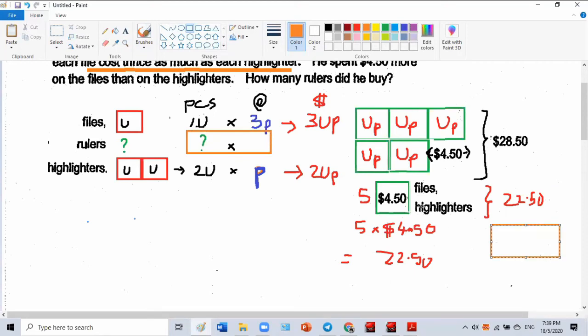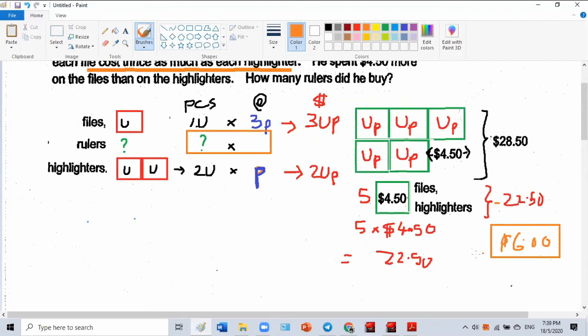If the files and the highlighter cost 5 UP and 1 UP is 450, that's $22.50. What is the price spent on the ruler? Come on, 28.50 minus 22.50. Agree or not? What is the money? $6. Okay, $6. Hey, so far, lost or understand?